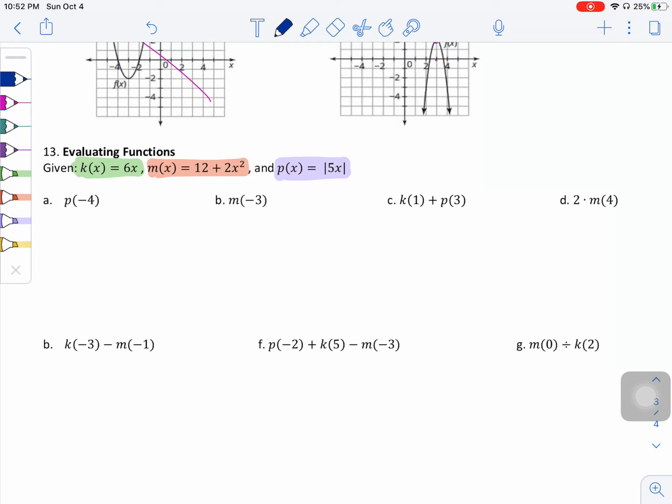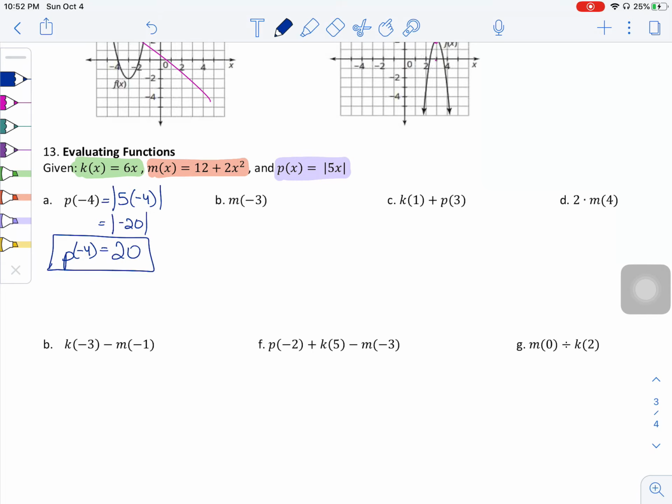So part A is the P function. So I definitely want to use this piece. And wherever I have an x, I am going to replace it with a -4 in this case. And then all I have to do is simplify that expression. So 5 times -4 is -20. The absolute value of -20 is +20. So P of -4 equals 20. So that's the last part for part A.